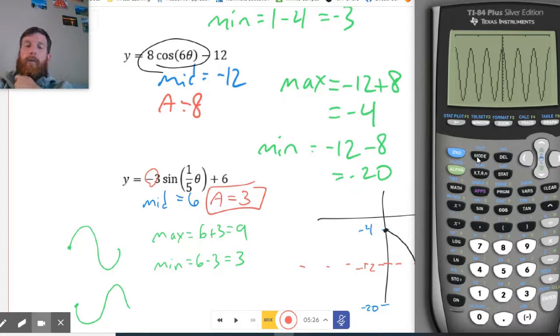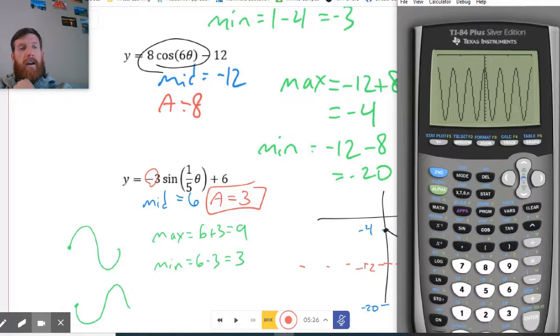Be careful. We want to be in radian mode. Also, I do want to encourage you, if you're doing a problem like this, don't be scared to use Desmos. Okay, go ahead, go to desmos.com and you can graph it and it'll take care of that stuff for you.